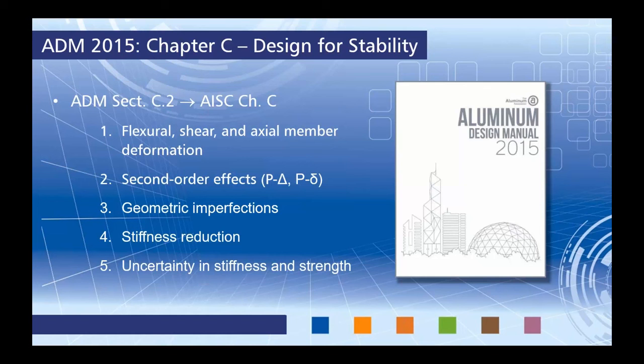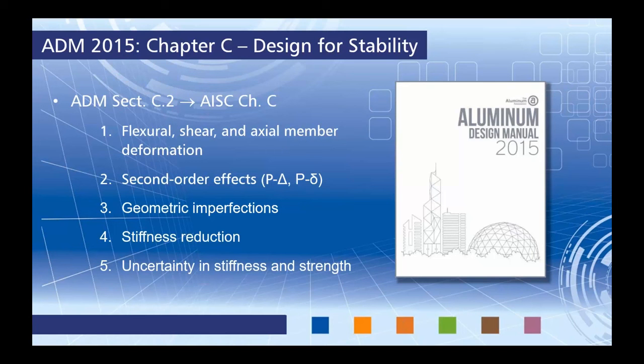P big delta, the ADM states, is included in most structural analysis software, which I think we all agree with that. P little delta, however, isn't. The ADM goes on to explain that, maybe your structural software doesn't have this, but in order to determine the required strength for compression members, P little delta must be included. Now, this is slightly different from the AISC, where there are provisions where P little delta cannot be included, depending on your type of analysis, but the ADM pretty clearly states that P little delta should be included. I'll get into how we do include both of those in just a minute.